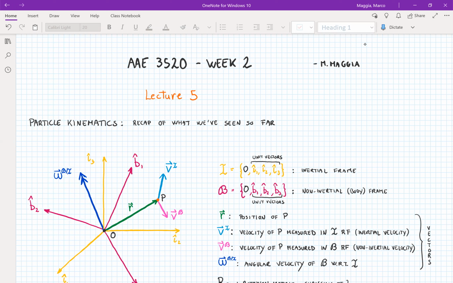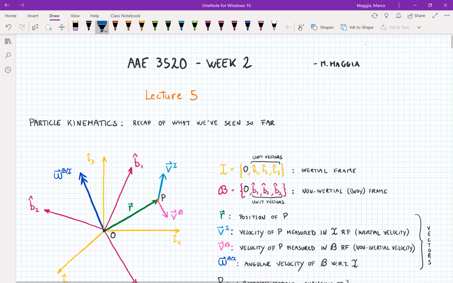So today we're going to finish looking at the particle kinematics. And I remind you that kinematics describe the relationship between position vector, velocity vector, and acceleration vector. Our goal is to be able to apply Newton's laws of motion. Newton's laws of motion, especially for the translational motion, is F equals m times a, where a is the inertial acceleration. So our objective is to find an expression for the inertial acceleration of our particle P.